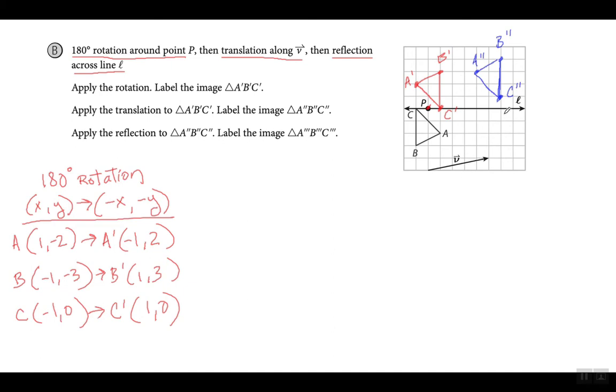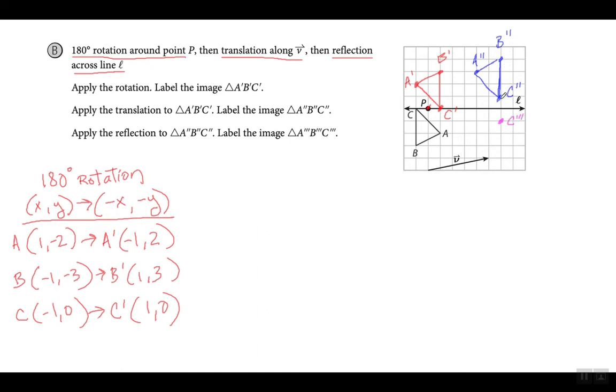That's common sense. If I have to do a reflection over line L, every one of these points has to be the same distance away from line L, but on the opposite side. For example, C double prime is 1 unit above line L. So when I reflect it, it's got to be 1 unit below. And I'm going to write C triple prime with 3 apostrophes.